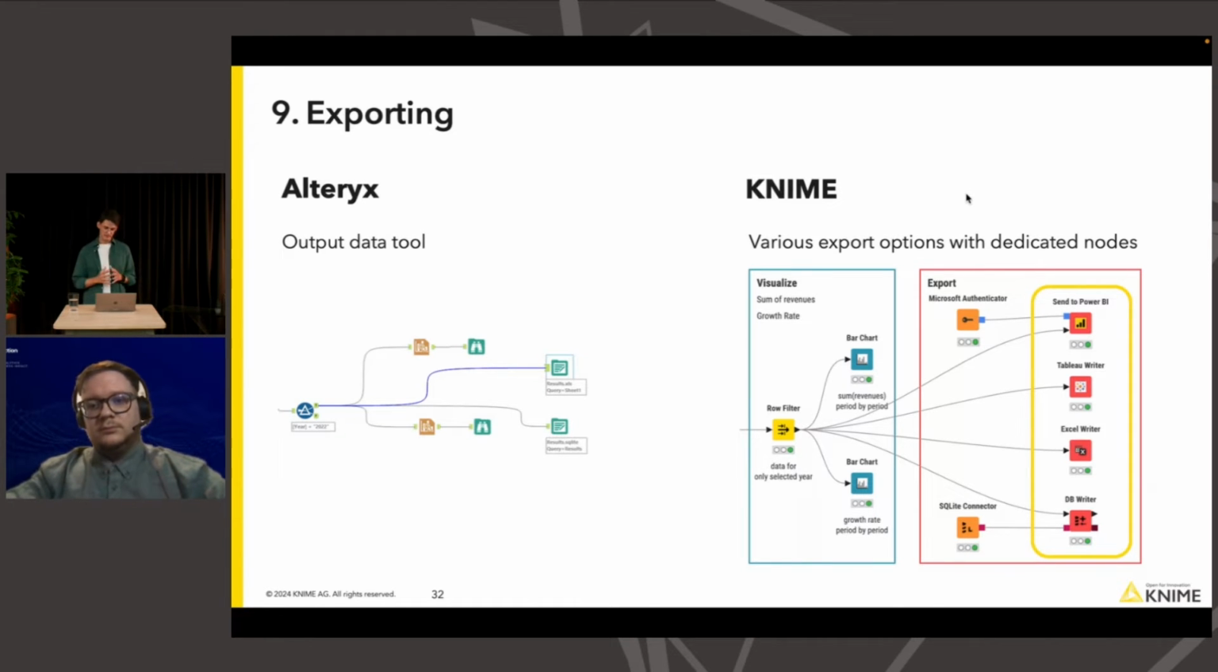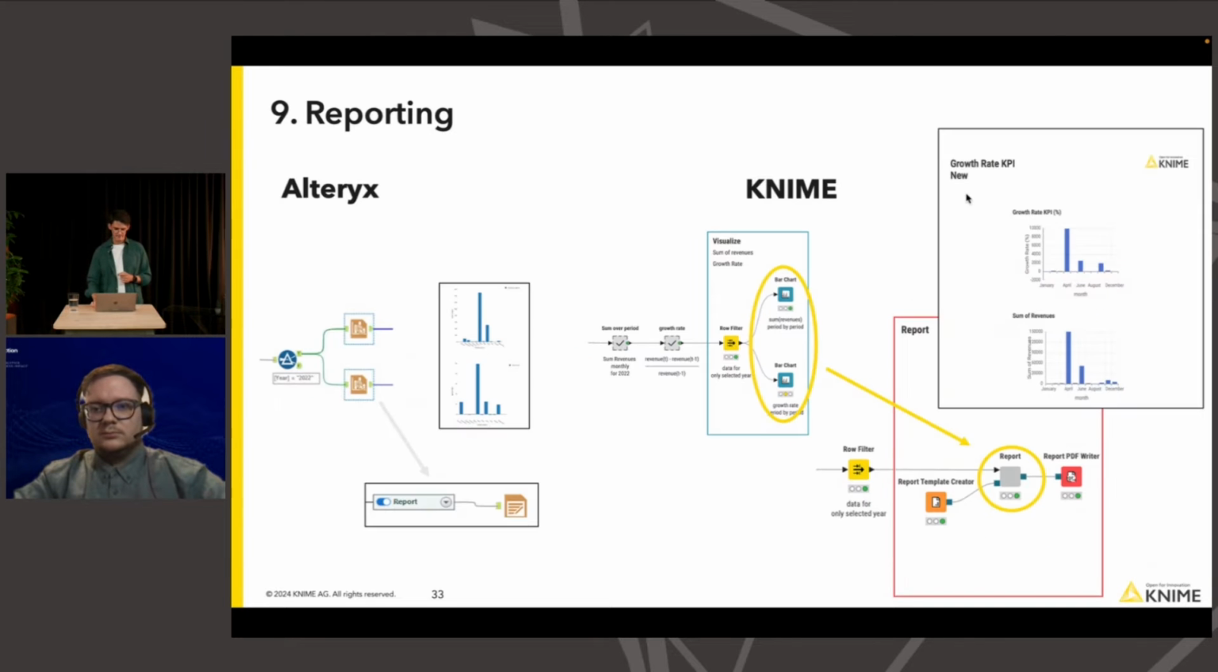Exactly. So there's, again, a lot of similarities, but you see the granularity and flexibility of the visual concepts at play here. It could be that you don't want to export your data. Maybe you just want to take your visualizations and have a static report and write that as a PDF. Now, these are two similar functionalities within Alteryx and KNIME, but there are also some differences. Which are the ones that people need to take note of if they're interested in transitioning?